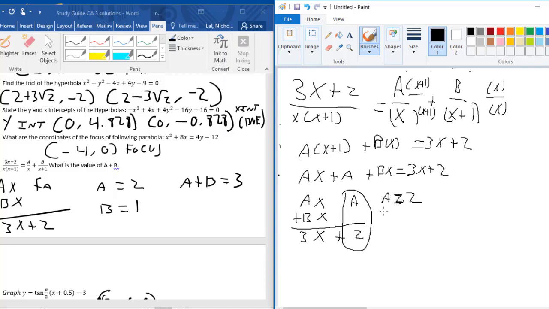And if a is equal to 2, that means ax becomes 2x. 2x plus bx equals 3x. 2x plus 1x equals 3x. So, sorry, b is equal to 1. So a is equal to 2, b is equal to 1. a plus b is equal to 2 plus 1. So a plus b is equal to 3. And that's our solution.